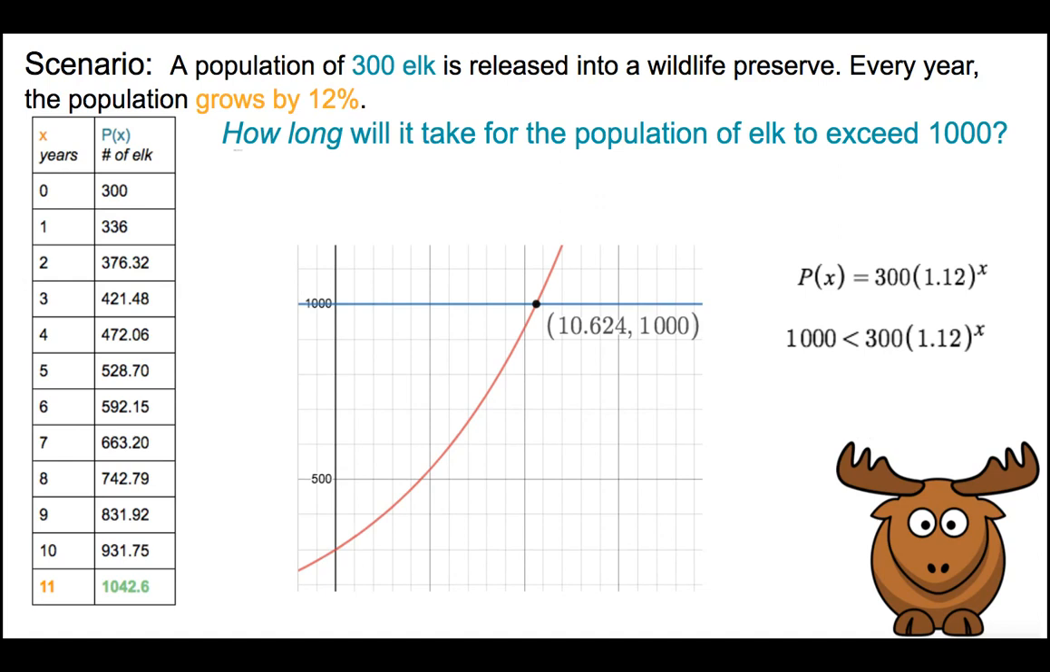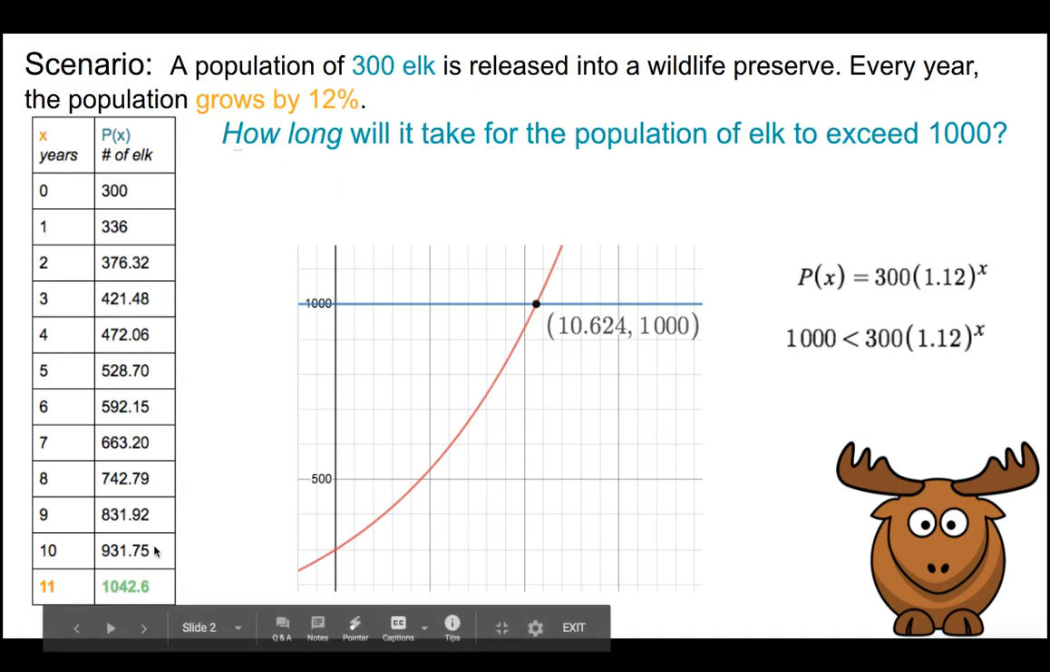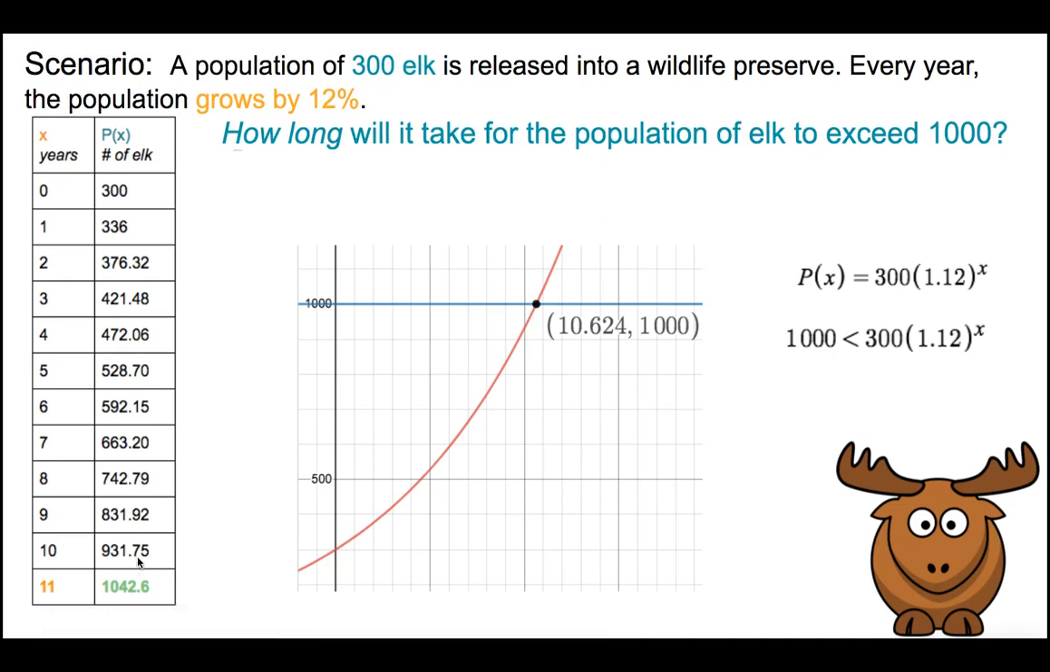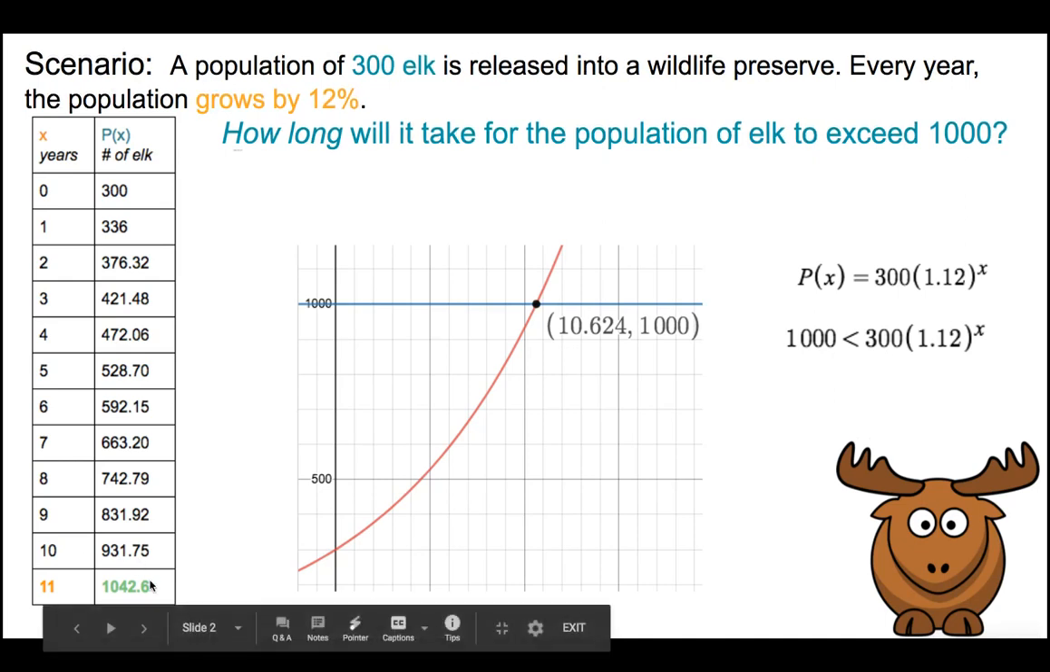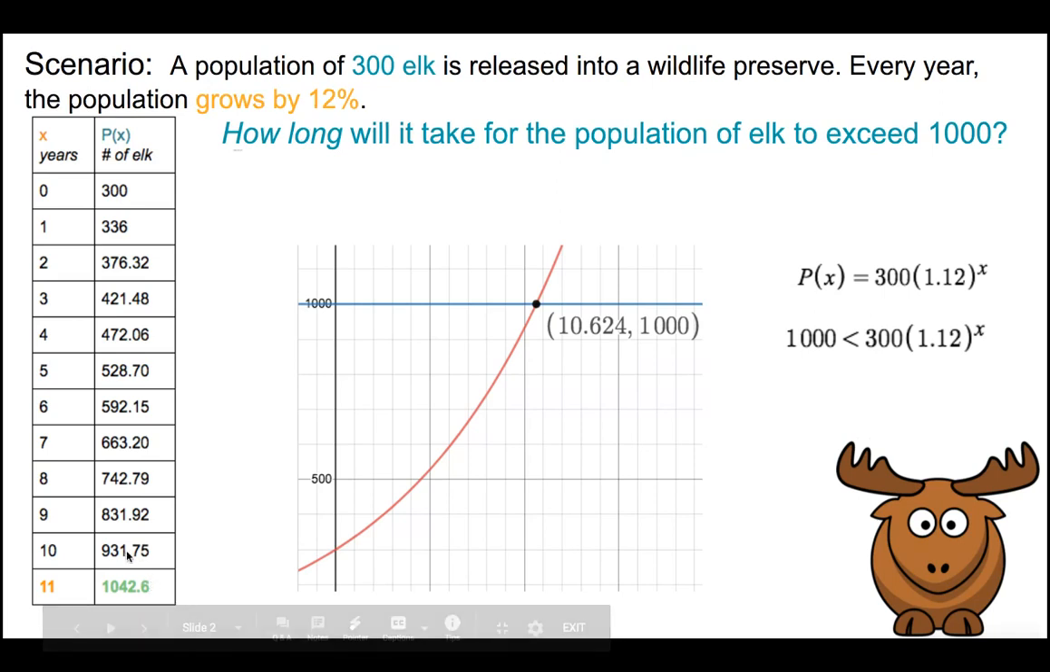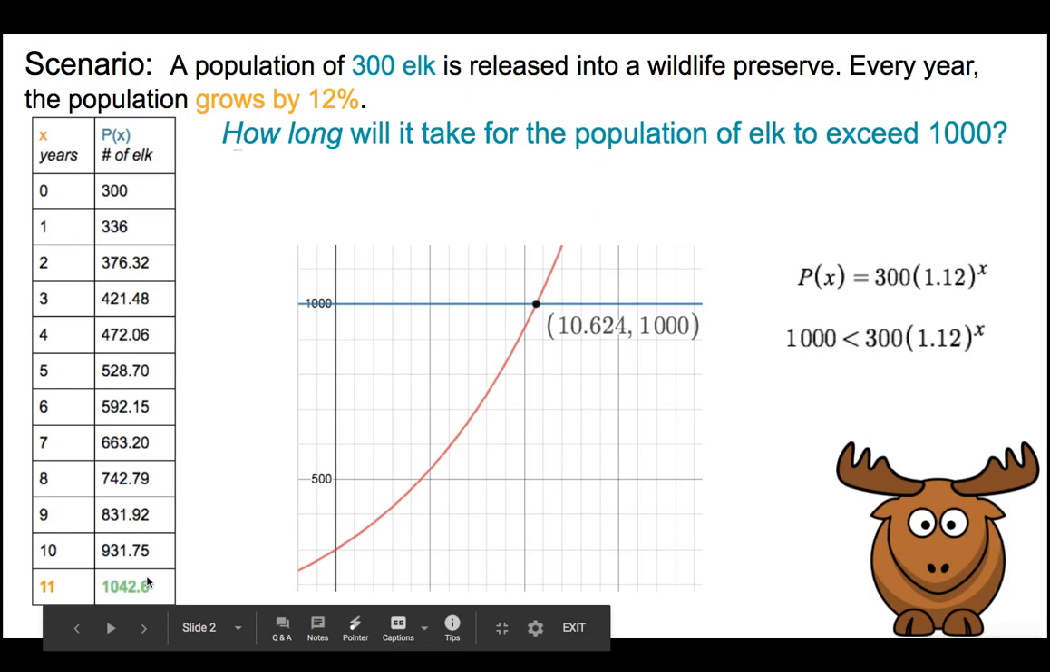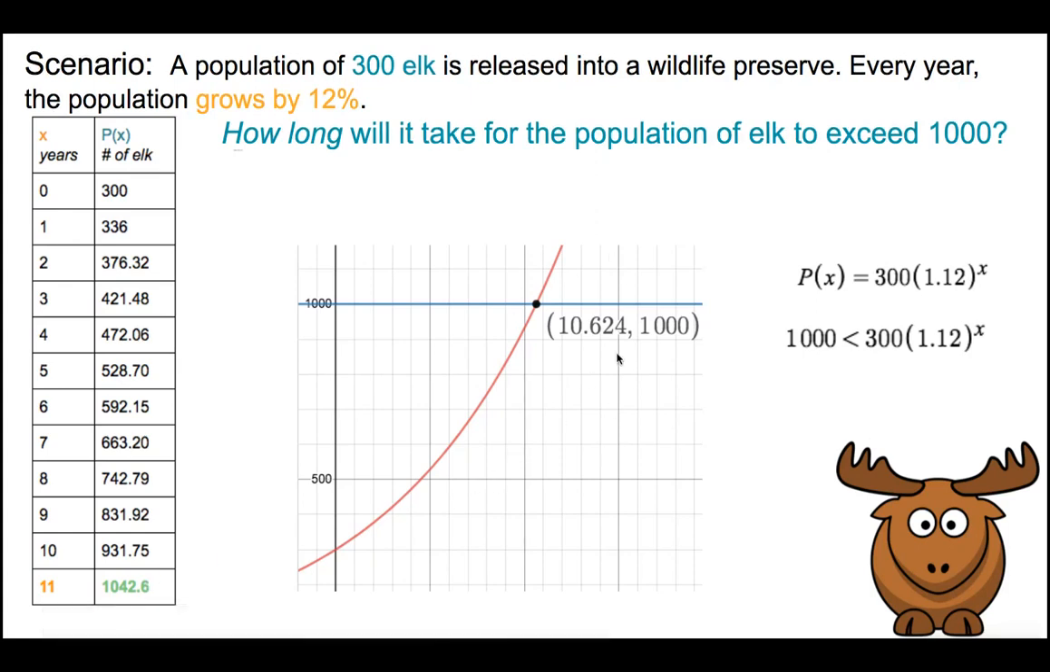We can look at this situation three ways: in table form, graphically, or algebraically. In table form, we notice that in year 10, the population is below 1,000, but by year 11, the population exceeds 1,000. The table tells us that sometime between years 10 and 11, this change happens, but not exactly when. We can find the exact value graphically and algebraically.